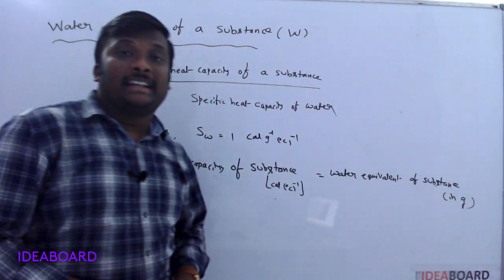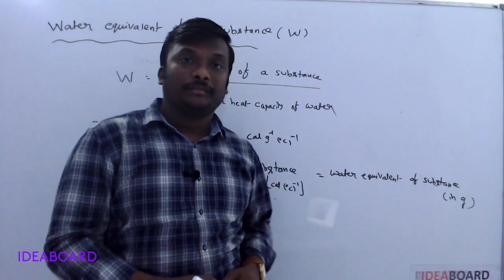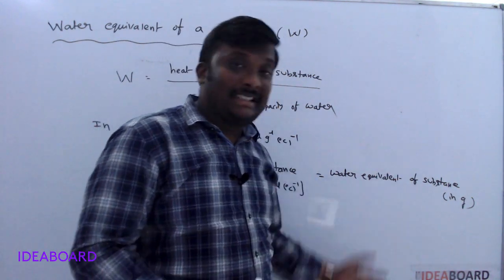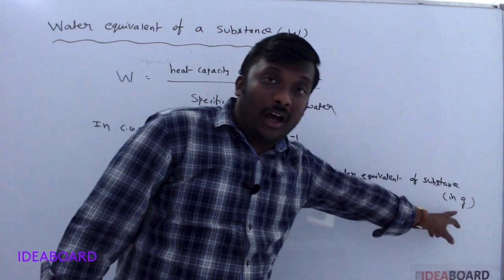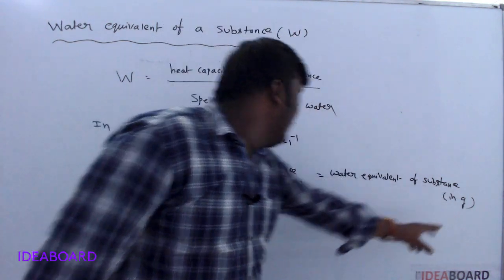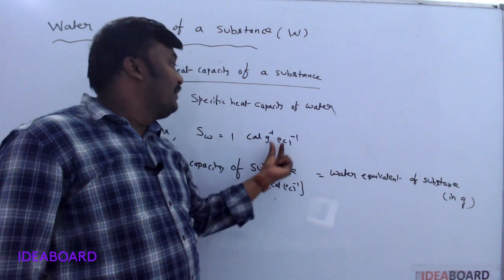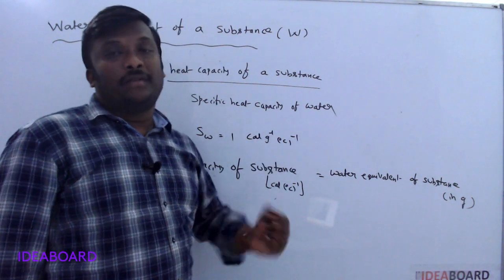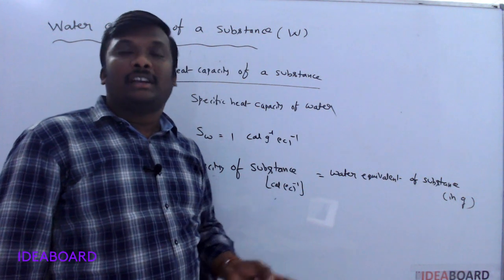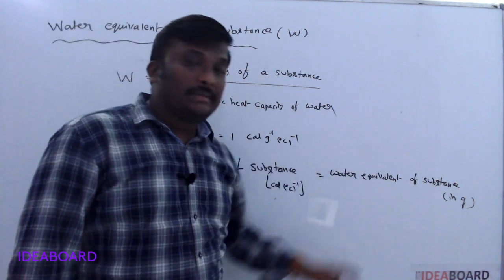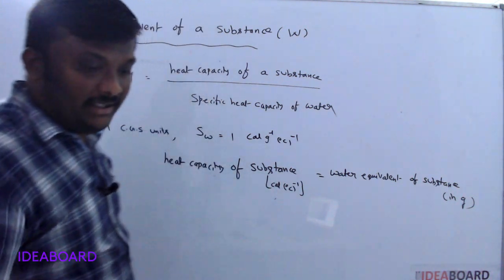So sometimes they say 10 grams of water equivalent of a substance; it is always given in units of grams only. Keep in mind, this is in grams, this is in calorie degree Celsius inverse, this is calorie gram inverse degree Celsius inverse. In physics, without units it is very difficult to get the marks. So please keep the units. Clear?